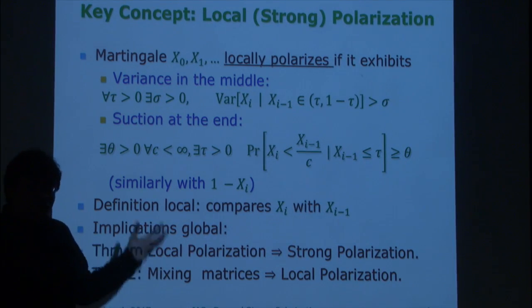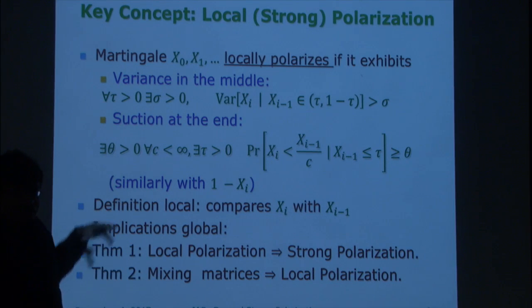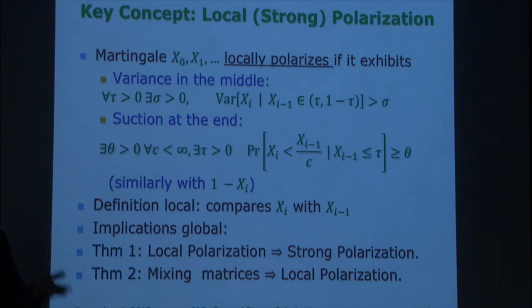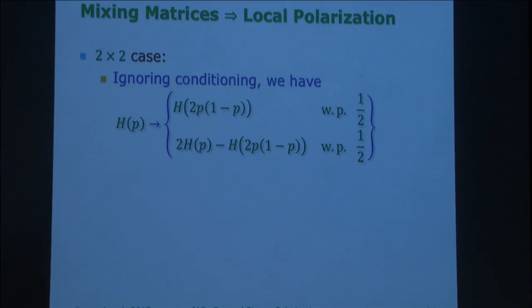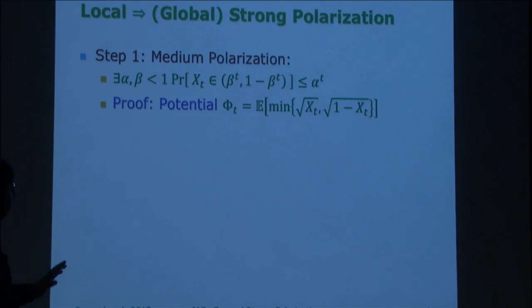So you really see that, I mean, put together, these things really capture that case. Yeah, as long as one of them is making progress, you're happy. And that's really the, okay? All right, so mixing matrices show local polarization. We won't talk about it.